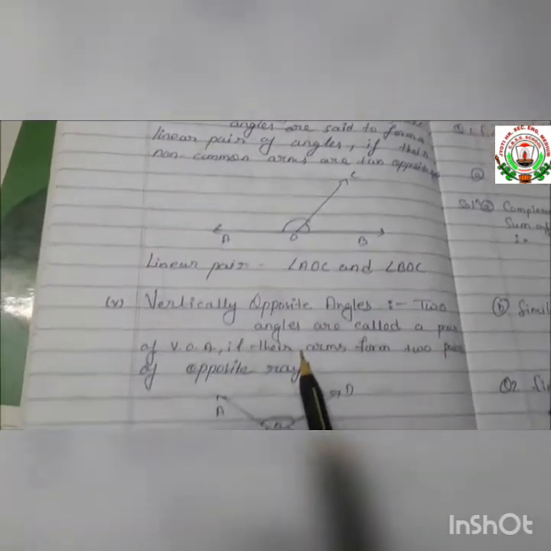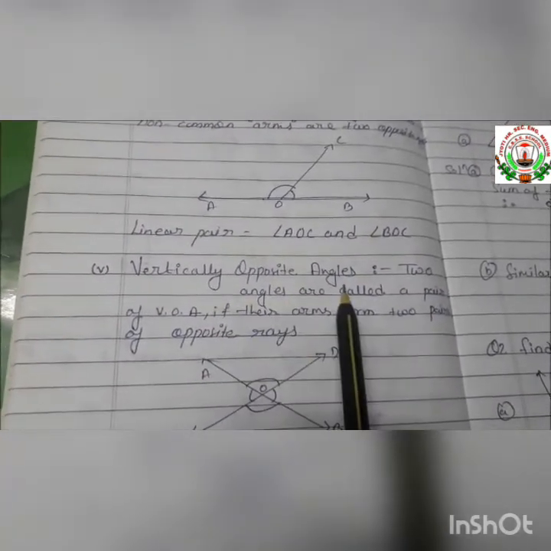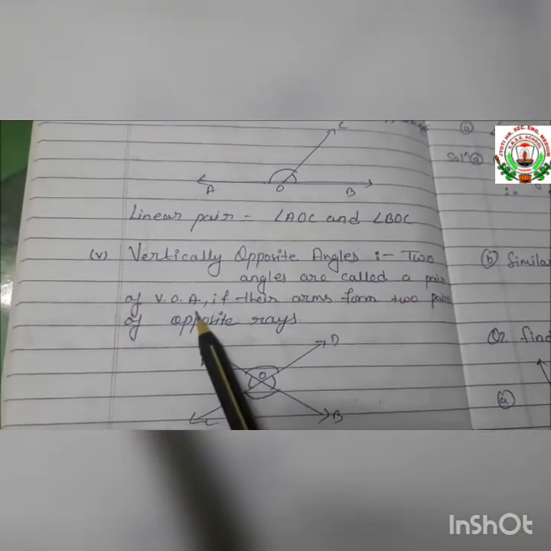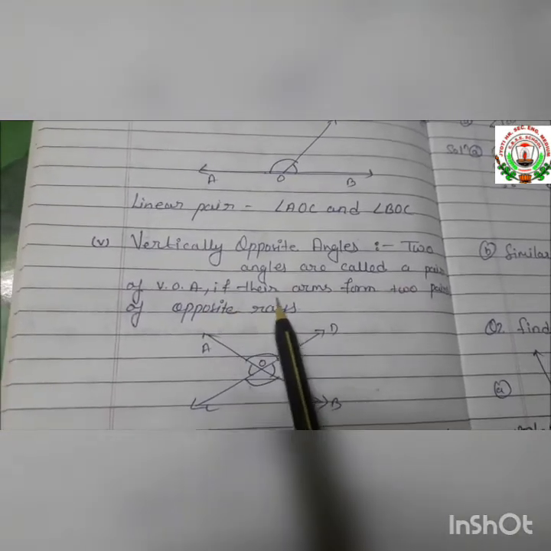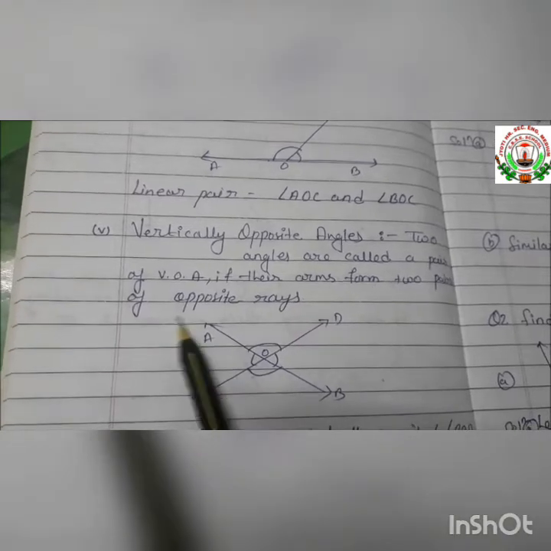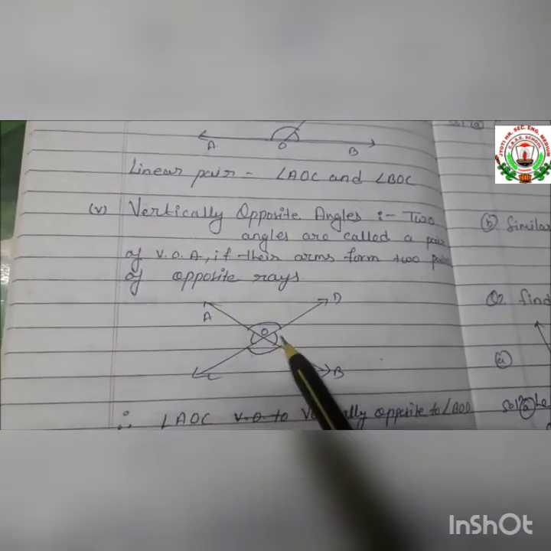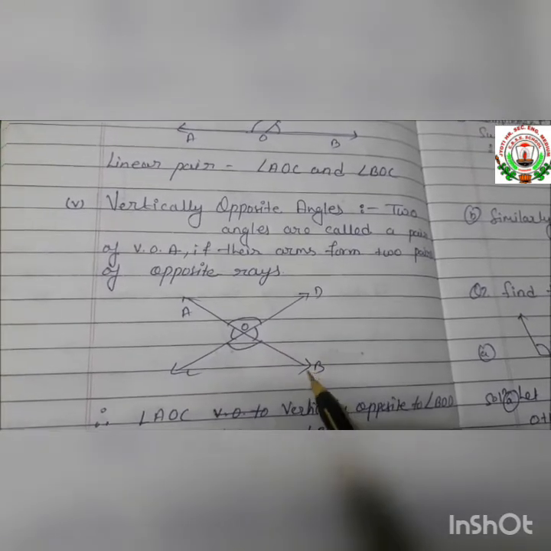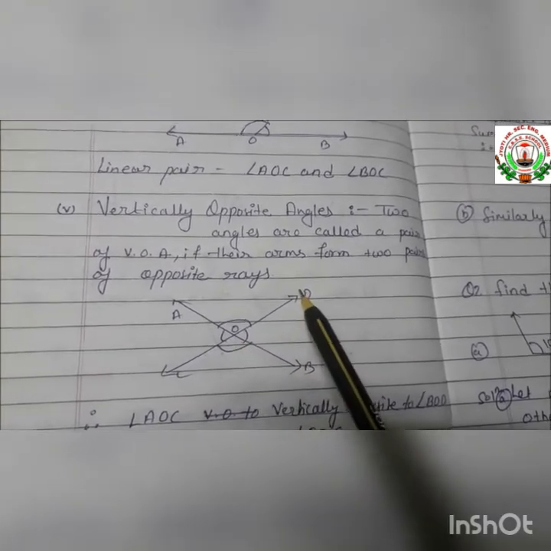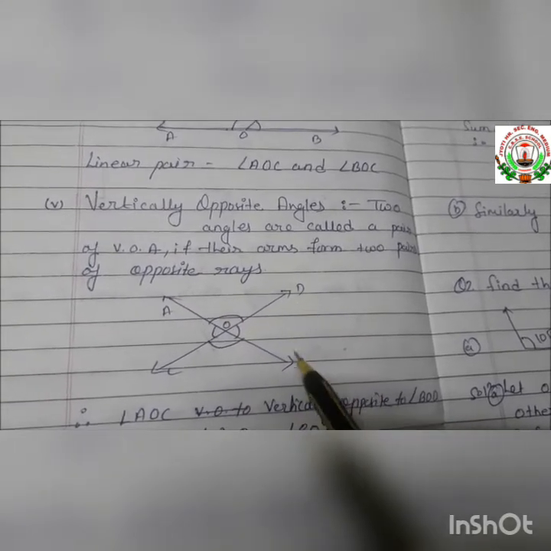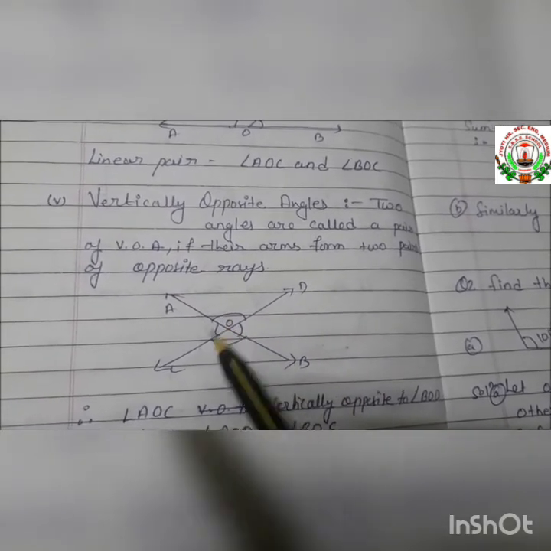Okay, now fifth one is vertically opposite angle. Two angles are said to be a pair of vertically opposite angles if their vertex forms two pairs of opposite rays. Suppose angle AOC is vertically opposite to angle BOD. In the same way, angle AOD is vertically opposite to BOC.